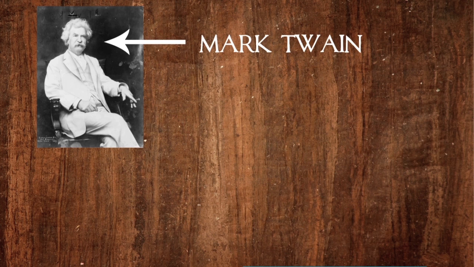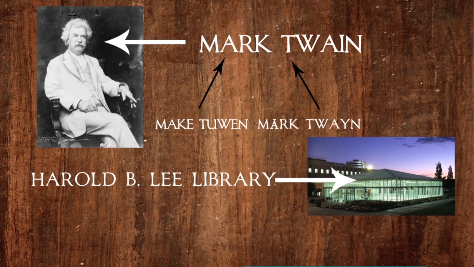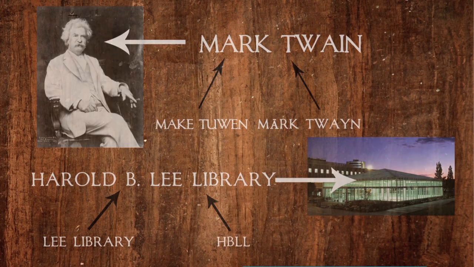However, if you were to search for these two names, they would refer the user back to the authorized form of the name. Similarly, with corporate bodies, such as the library, the name heading should be Harold B. Lee Library, but there are references available from the Lee Library or the HBLL.